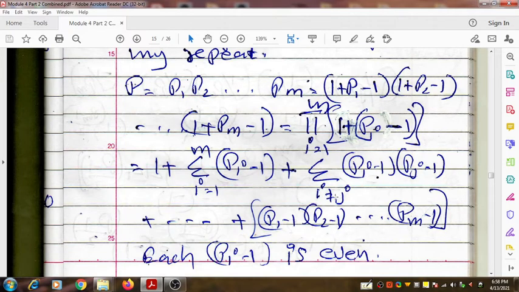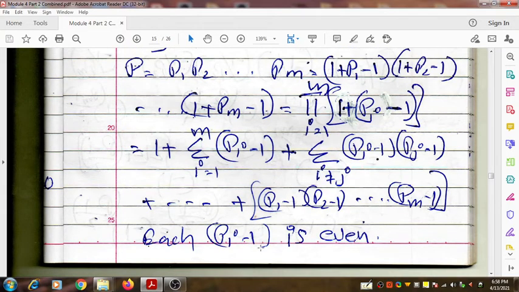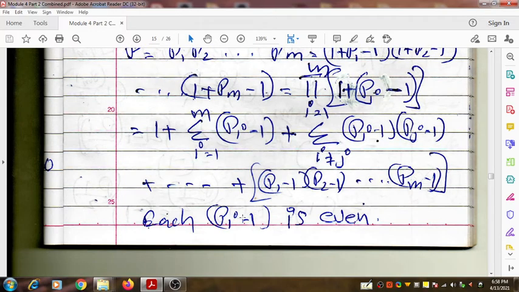That's summation over i and j varying from 1 to m, but i is not equal to j is the condition used, of Pi minus 1 into Pj minus 1. And that can be continued up to the last term, which will be the pure product of all the second terms, that is P1 minus 1 into P2 minus 1 etc to Pm minus 1. And we can also see that each Pi is an odd number, so Pi minus 1 is an even number. And what is its consequence?